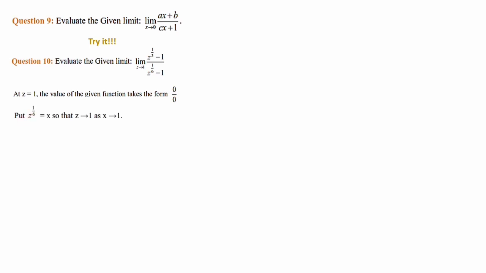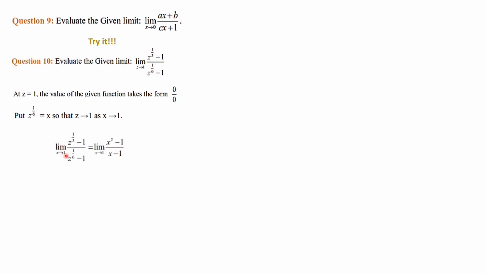Put z power 1 by 6 is equal to x. That is what we have to do here. We have to change this z power 1 by 6 with an x. So as we are changing this variable z power 1 by 6 as x, changing the variable to x, we have to change the limit also. Limit z tends to 1. As z tends to 1, here 1 power 1 by 6, 1 power 1 by 6 means 1 itself. So x is equal to 1 we are getting. So x is tending towards 1. So both are tending towards 1 itself, z tends to 1 as x tends to 1.